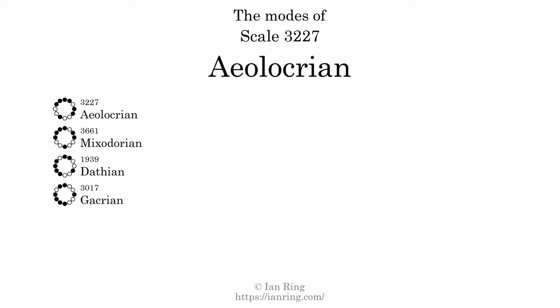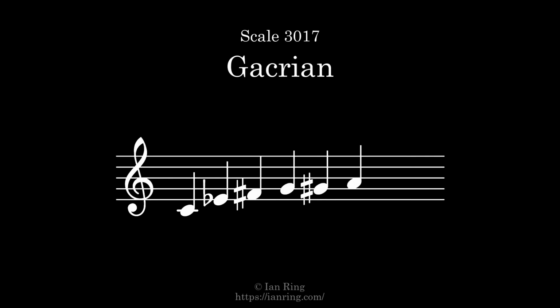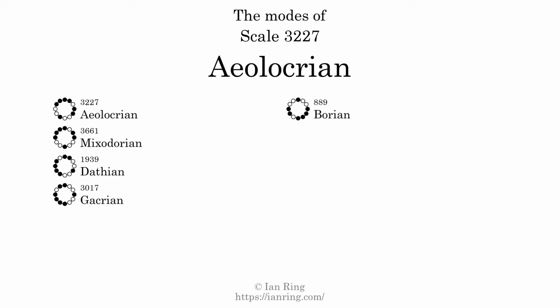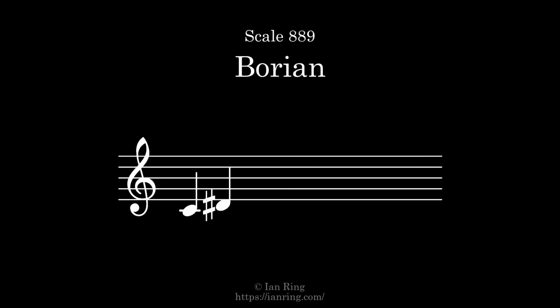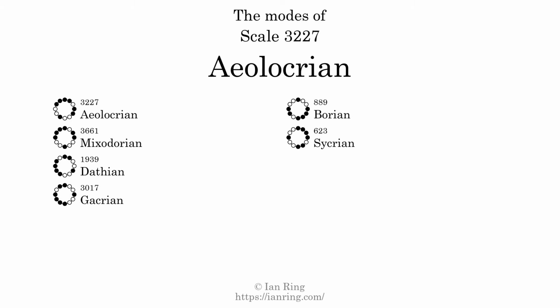The fourth mode is scale 3017, also known as Gacrian. It sounds like this. The fifth mode is scale 889, also known as Borean. It sounds like this. The sixth mode is scale 623, also known as Cyprian. It sounds like this.